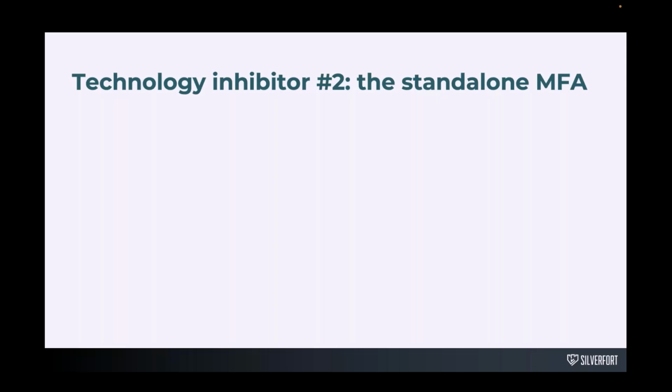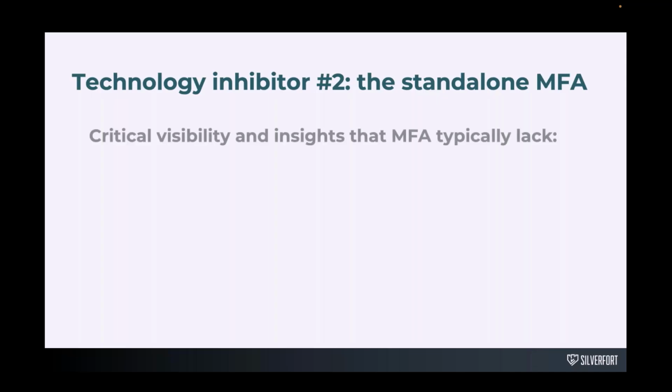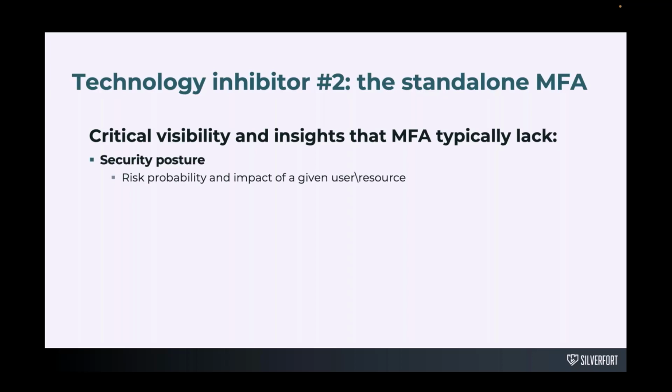Another technology inhibitor, I call it the standalone MFA. I would say, now I come to think of it, maybe I should have taken an image of the Lone Ranger. MFA is a capability, it's a tool, but there are critical visibility and insights that MFA typically lacks. For example, insight into the security posture. Does the user perform most of his authentications with NTLM? Is he configured with unconstrained delegations? Strong user, weak user.